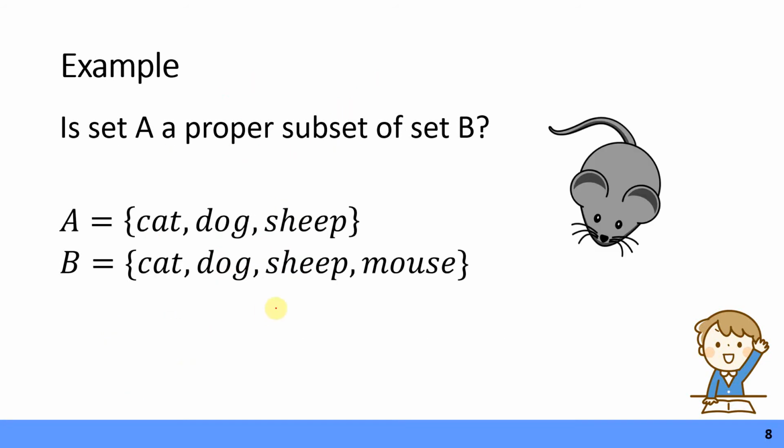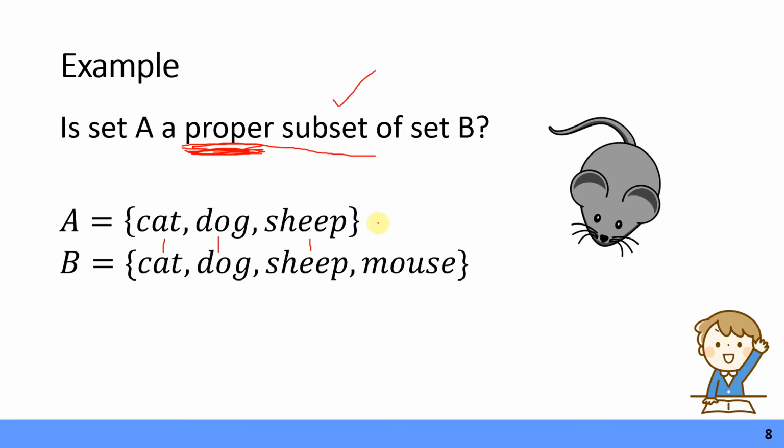All right, let's go ahead and try one more here. Here we have two sets again, right? So set A has cat, dog, sheep. Set B has cat, dog, sheep, mouse. And they're asking us, is it a proper subset? Okay, so we already did this problem earlier when I asked you, is it a subset? And it was. So it is a subset again because look, cat, dog, sheep. So it is a subset, but now they're asking us, is it proper?